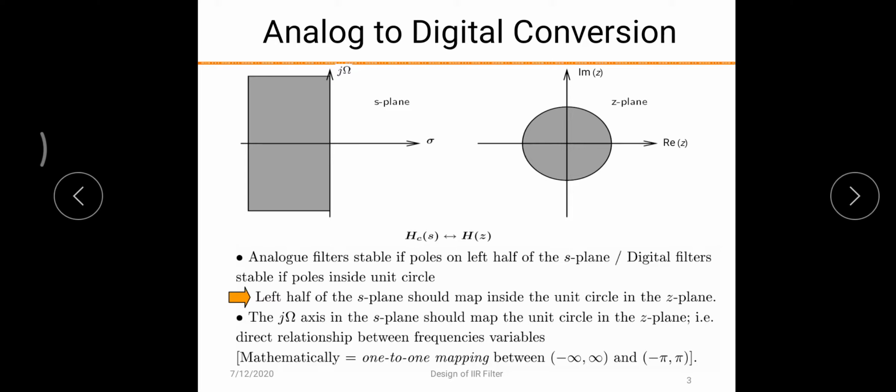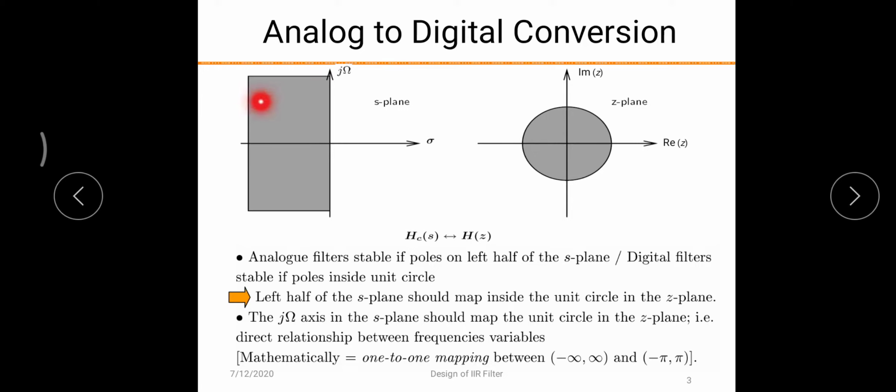At that time we should take care that the characteristics of the filter in the analog domain are mapped exactly in the digital. So this is your analog section, this is your digital section. This is your S plane and this is your Z plane. In the S plane system, the pole should lie at the left side of the S plane to be stable. In the Z plane system, the pole should lie inside the unit circle to be a stable system. While doing conversion from analog to digital, we should take care of all those things.